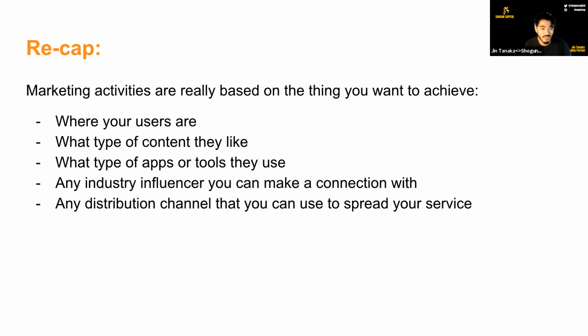And the last one is any distribution channel that you can use to spread your service, right? You need to think about what type of content is better, and what type of channel also has better engagement too, right? The content targeting and the channel too. That's what you need to think about. But before that, before doing any type of campaign, you want to make sure which part you are improving, right? That's always what you need to think about.